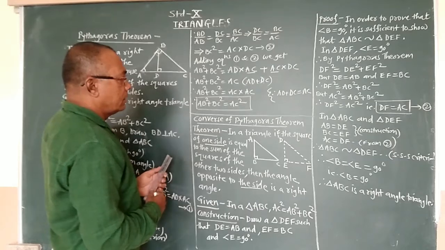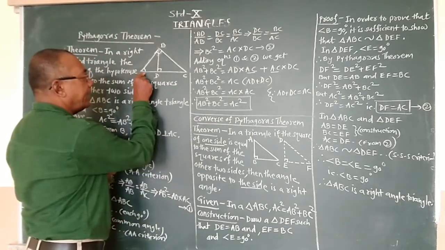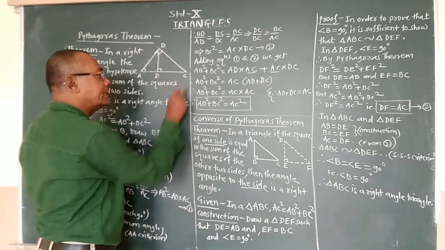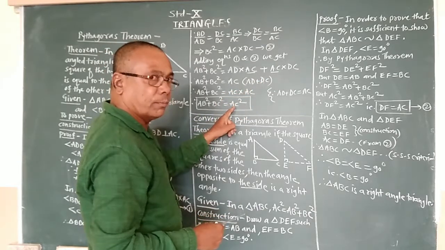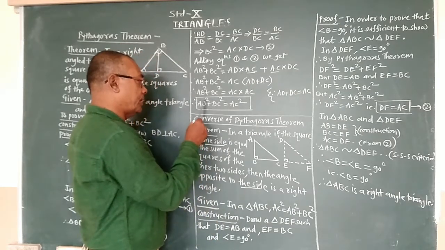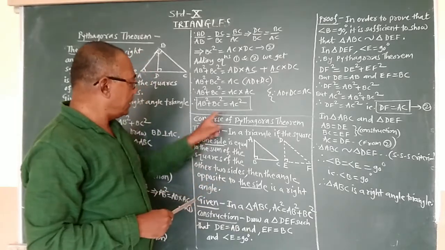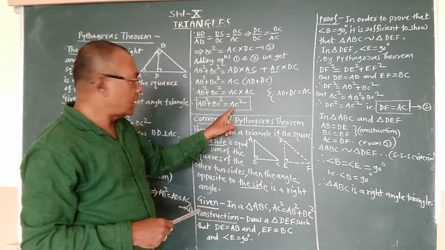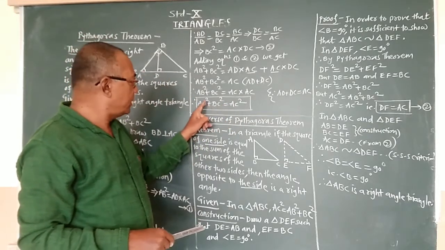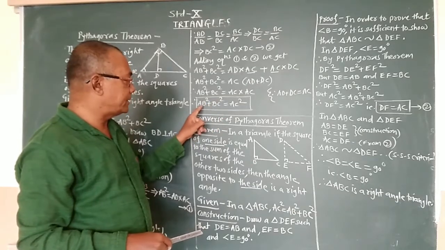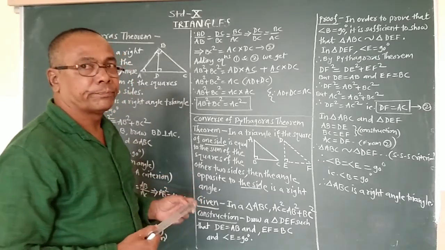Now if we consider the figure, AD plus DC is equal to AC. So AC into AC is equal to AC square. In this way, AB square plus BC square is equal to AC square. This theorem states that the square of the hypotenuse AC is equal to the sum of the squares of the other two sides, AB and BC. In this way, we have proved the Pythagoras theorem.